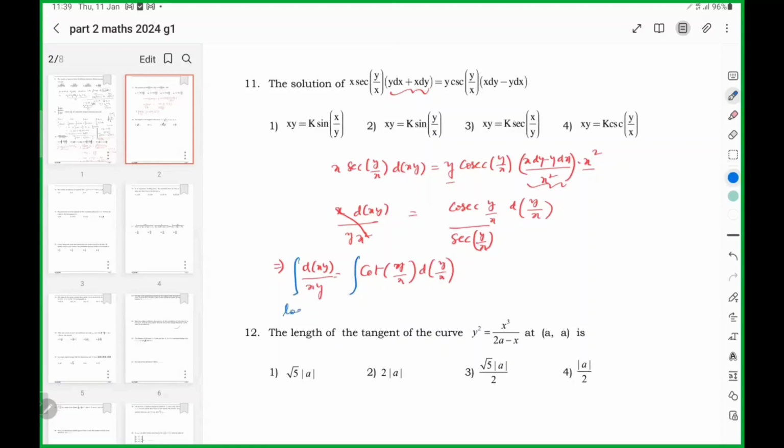Integrating, log xy will be the integral, say y by x is z, it is cot z dz, which we know the formula, log sine z. So it's log sine z, that is y by x, plus log c. xy will be c times sine y by x.